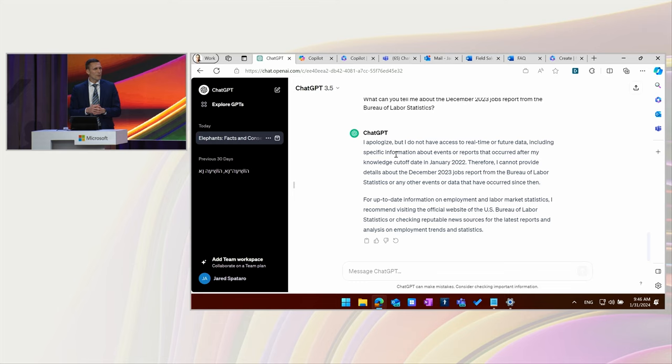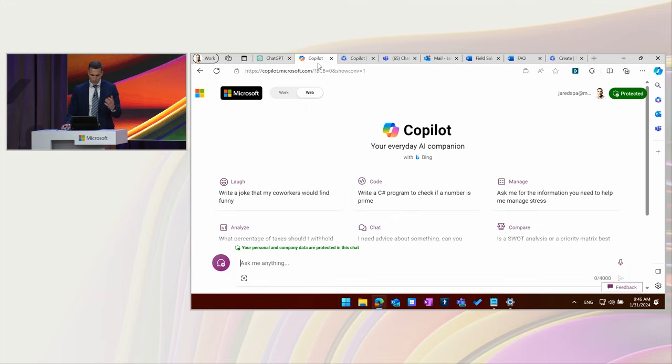Well, we addressed that with something that we call grounding, or sometimes it's called retrieval augmented generation. So I'm going to move over to Copilot, where I'm going to see that same exact question about the Bureau of Labor Statistics. I'm just at copilot.microsoft.com. You can try this yourself. And also something I consider really interesting.